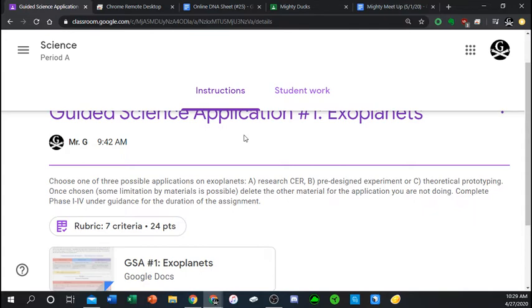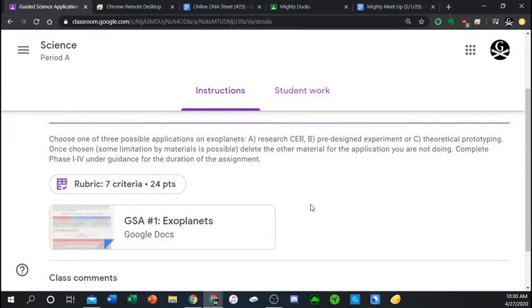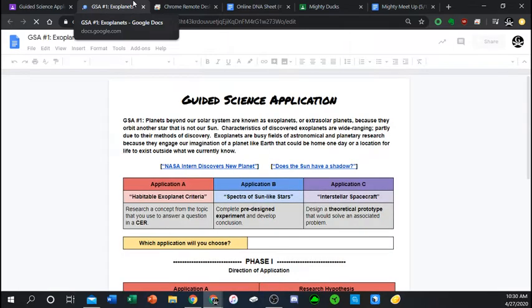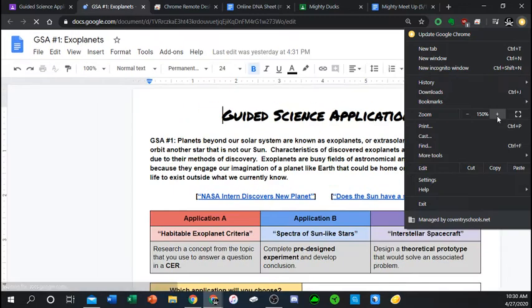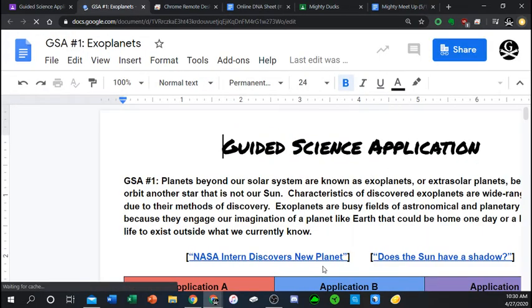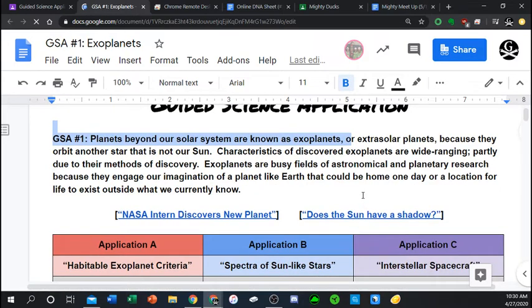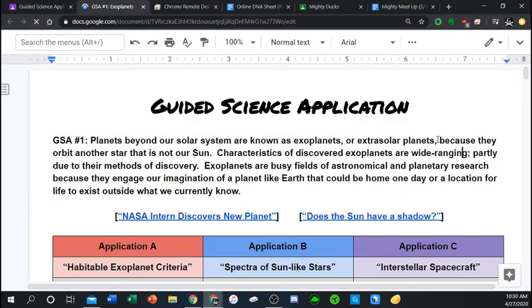Once chosen, some limitation is going to be possible. I'm going to get into that in a second. You're going to delete the other things that you are not doing, and you're going to complete phase 1 through 4 under guidance for this assignment, which I'm planning on being done around Wednesday of next week. So a longer project, but a project of your own choosing. So let's open this up, then I'll go into the rubric. Move this out of the way, get a little more space.